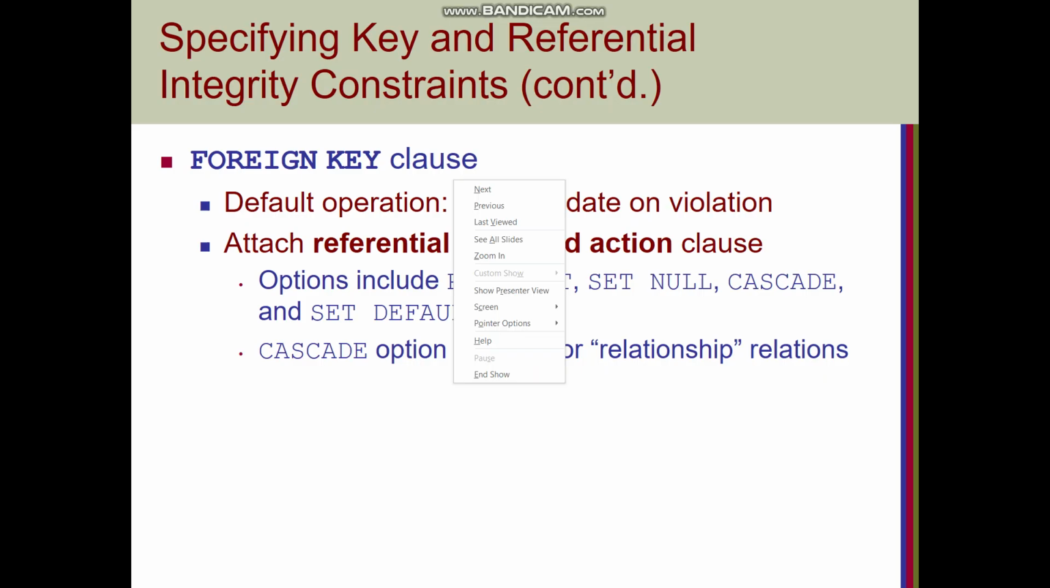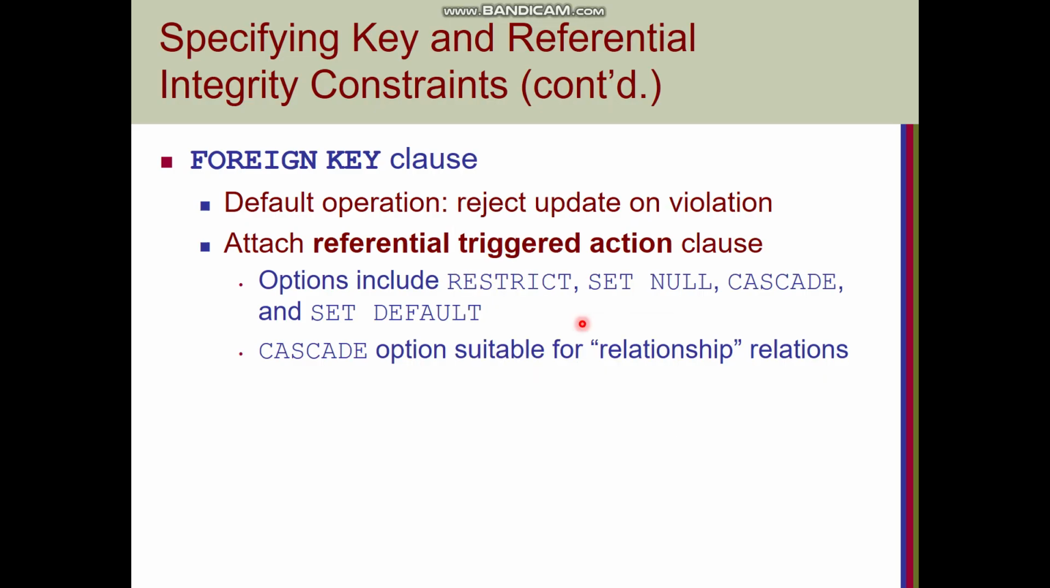So the foreign key clause makes an attribute a foreign key, which is linked with another table. So we have to include referential integrity constraints as well, whose options can be restrict, set null, cascade, and set default. Normally, cascade is used, which automatically handles the restrictions for you.